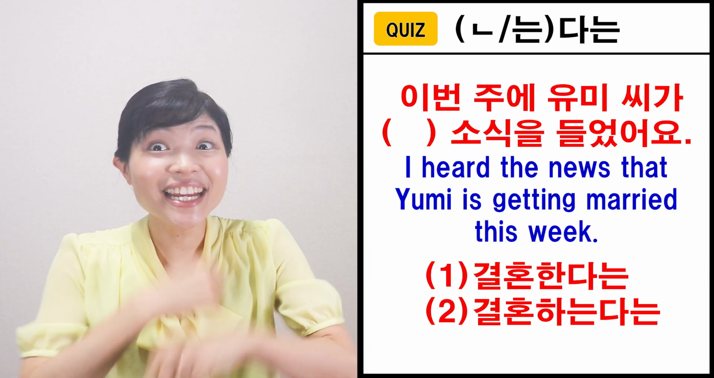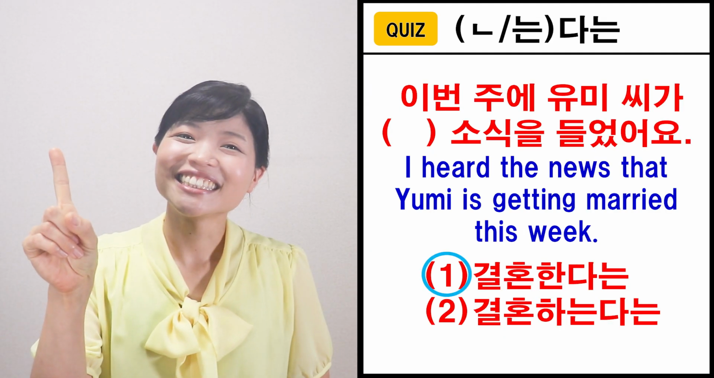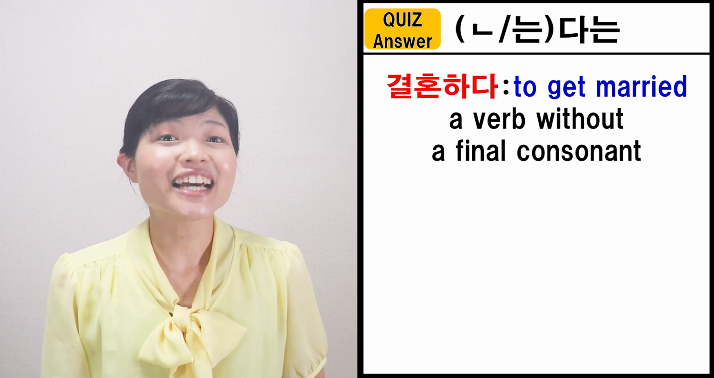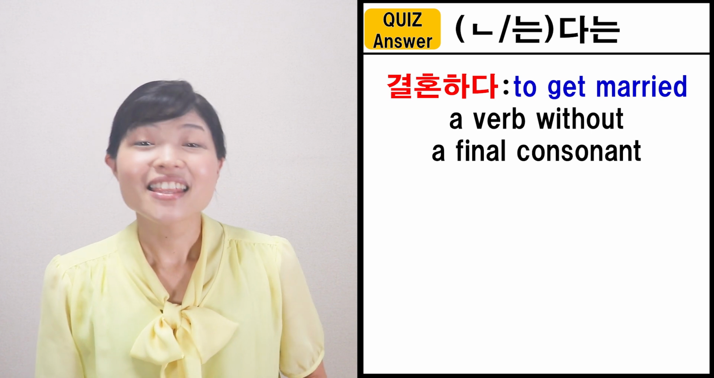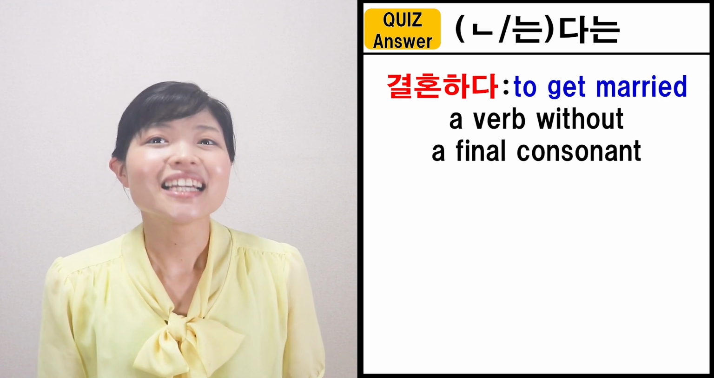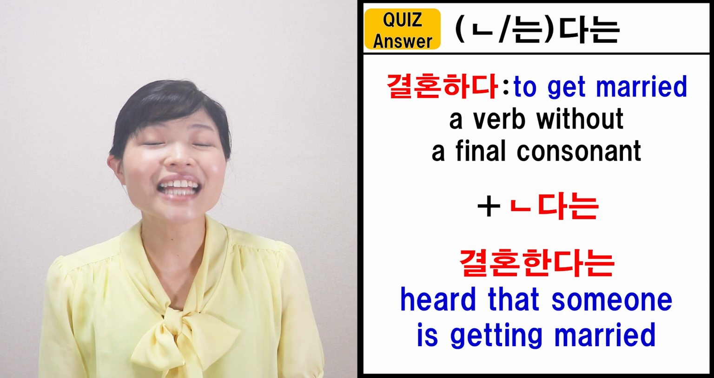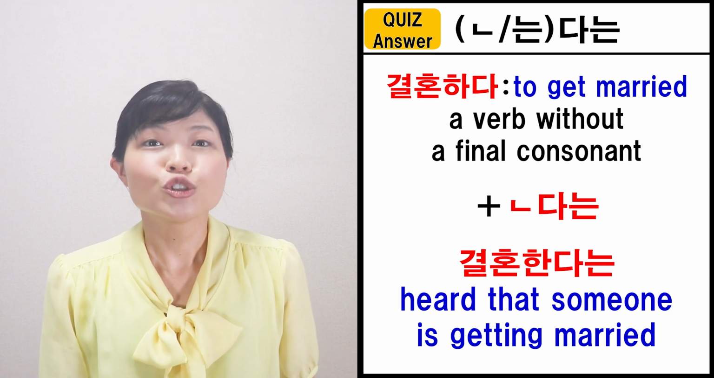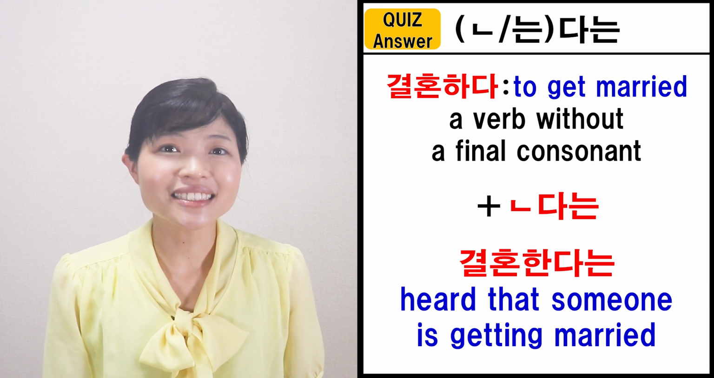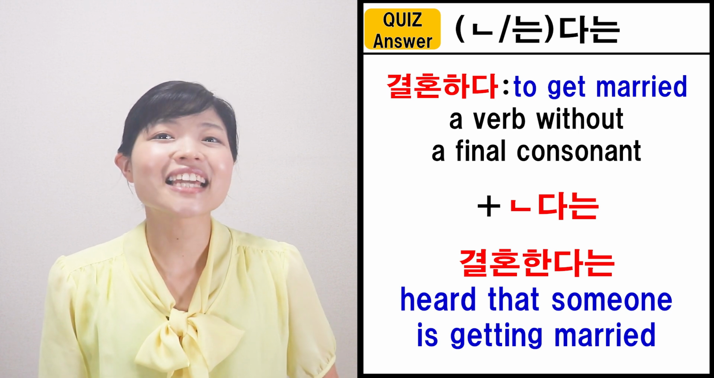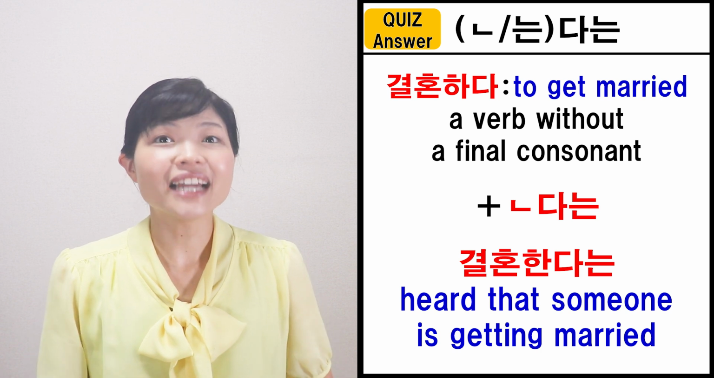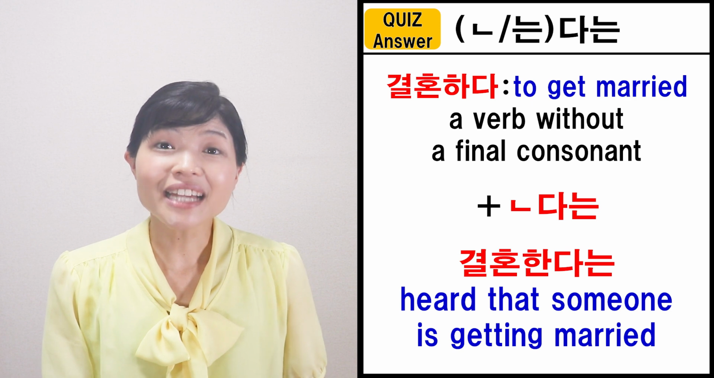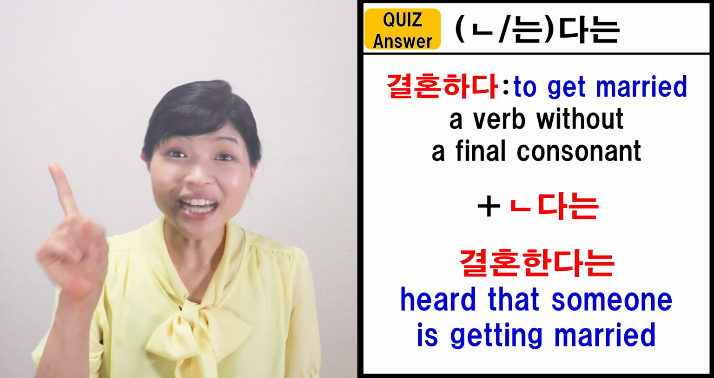The answer is number 1. Here, 결혼하다, to get married, is a verb without a final consonant, right? Therefore, you can attach 니은다는 to say 결혼한다는. Heard that someone is getting married. This 유미 씨가 결혼한다는, heard that Yumi is getting married, is modifying the noun 소식, news, right? So the correct answer is number 1.